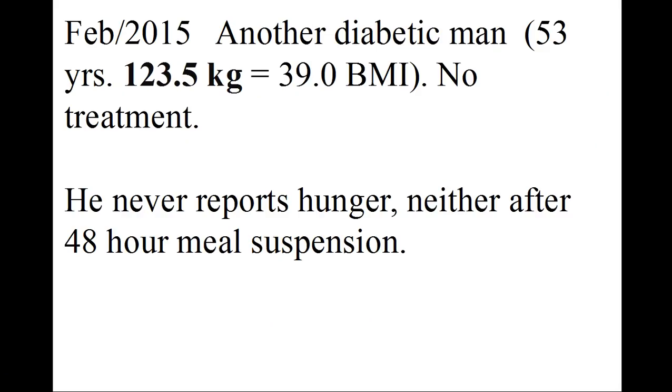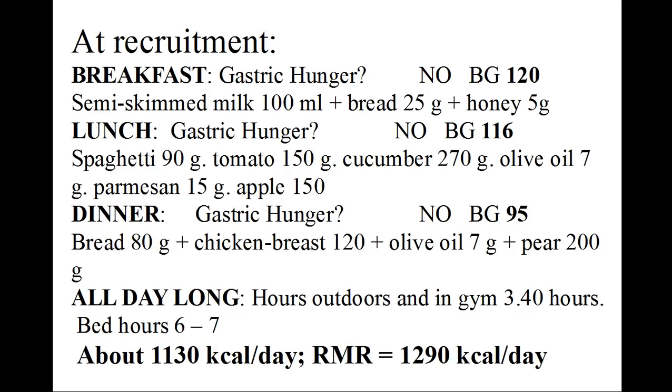Another diabetic man, 53 years, 123.5 kilograms, BMI of 39. No treatment. He never reported hunger, not even after 48 hours of meal suspension. He came to me eating about 1,130 kilocalories per day, with an RMR of 1,290 kilocalories per day, a moderate intake. His preprandial BG was constantly high.